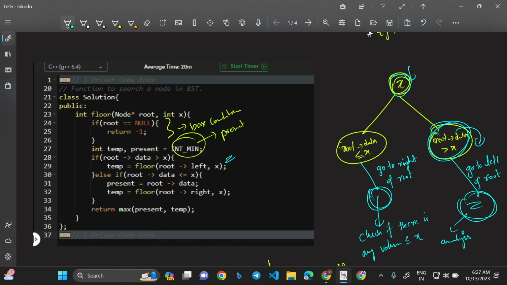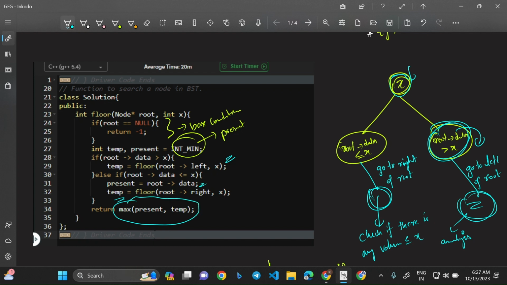That is the reason temp is equal to floor of root's left and x. Else if root data is less than or equal to x, then my present answer can be root data. And I'll be checking the right side of root. If I find a much better answer than the present answer, I'll go to temp, do floor of root's right comma x, and return the maximum among present and temp.